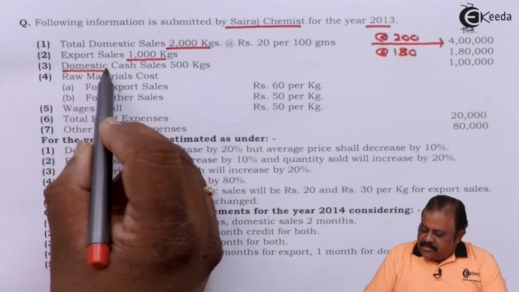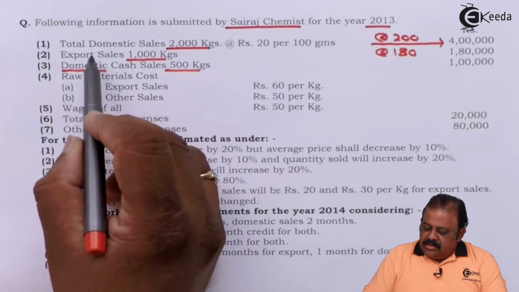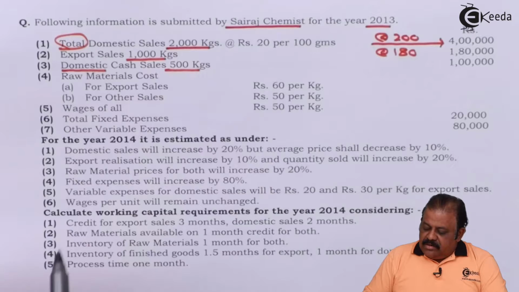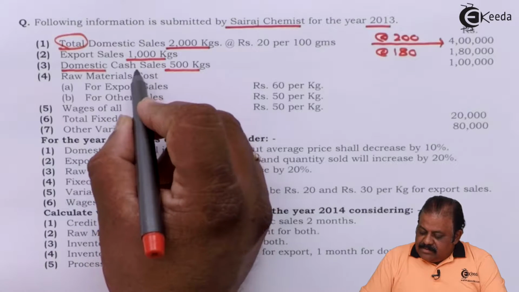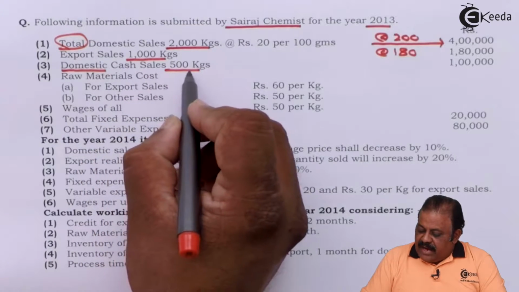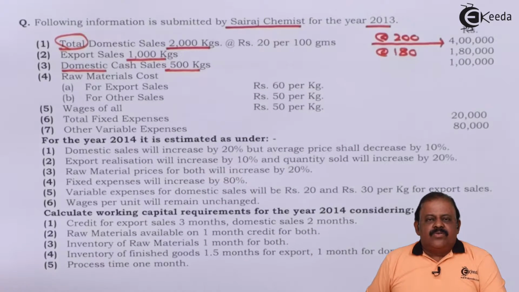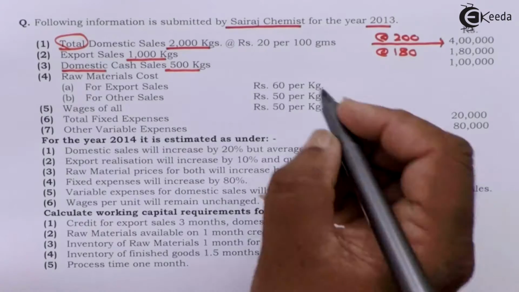Domestic cash sales 500 kgs. Here they have given total domestic sales 2000 kg. Here they say total domestic cash sales 500 kg. That means here the balance 1500 kg is on credit basis.